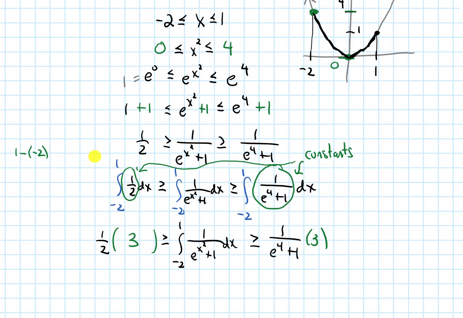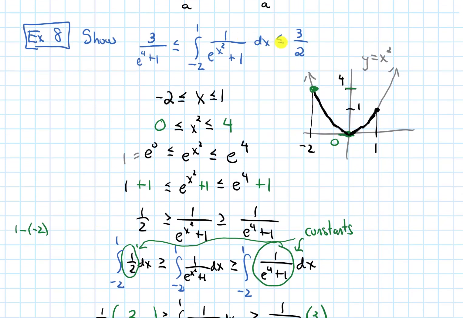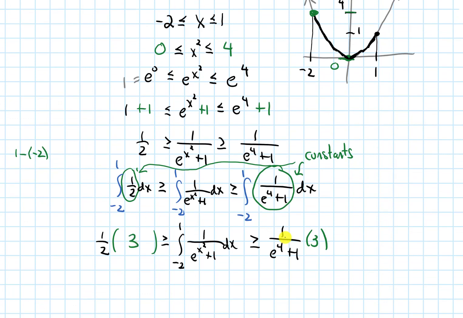Okay, and if I look at what we have, this is the chain of inequalities I was hoping to prove. I've just written it in the reverse direction with the inequality symbols flipped. But at this point, we have proved this result. I'll put a check mark here.